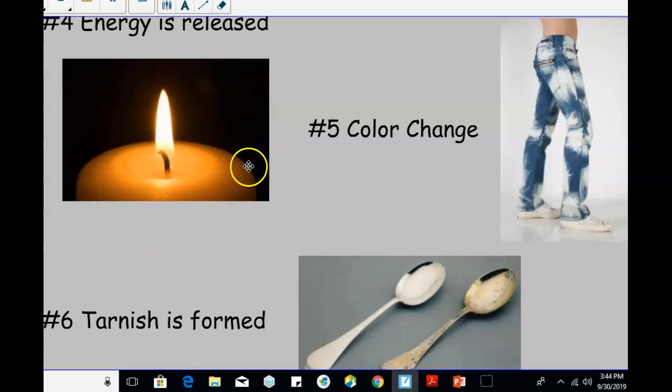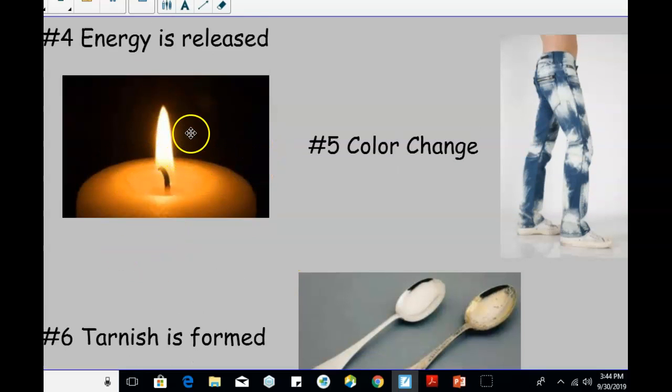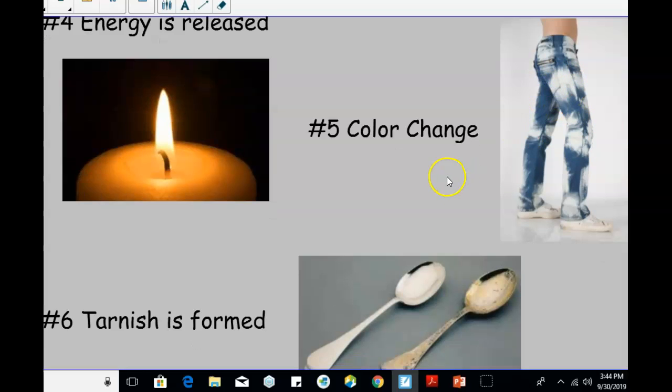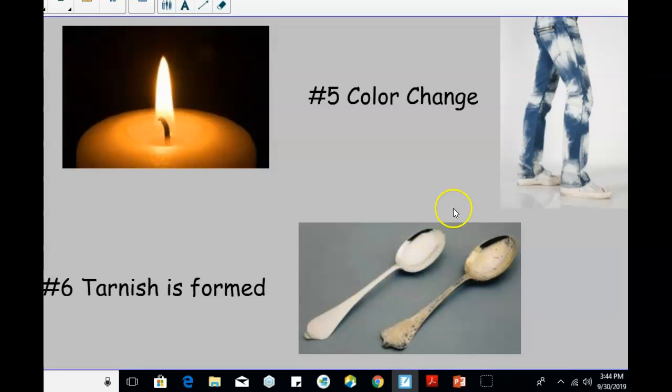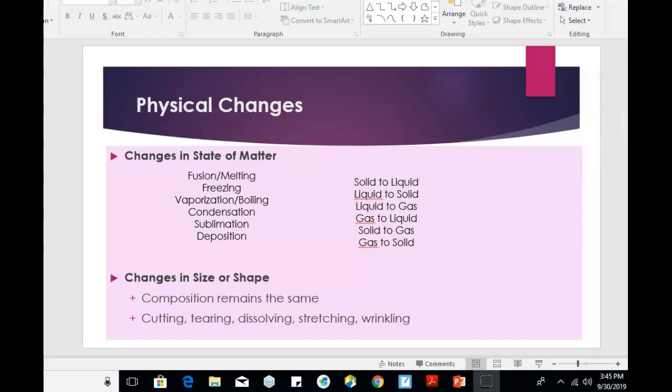Other things to look for can be light or heat being given off, or a permanent color change, as you would see here with these jeans being acid washed, or the term tarnish, which is when a metal goes through a permanent change that's irreversible. Keep in mind that color change can sometimes be physical and chemical, but in this case, it's only referring to the chemical because it's permanent.